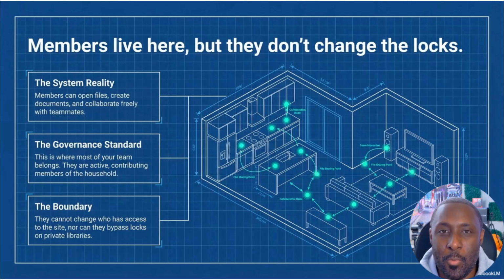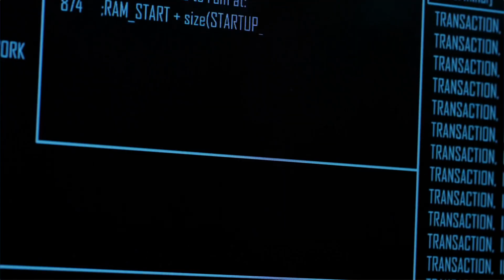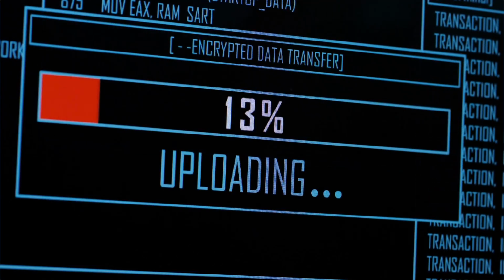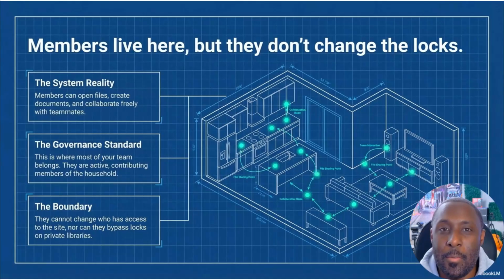But here's something worth knowing, and this catches a lot of organizations off guard. By default, a member can share a specific document with someone outside the team, even if that person has no site access otherwise. They're not changing the locks, but they are letting someone peek into a specific room. For some teams, that's perfectly fine. For others, that's a problem.